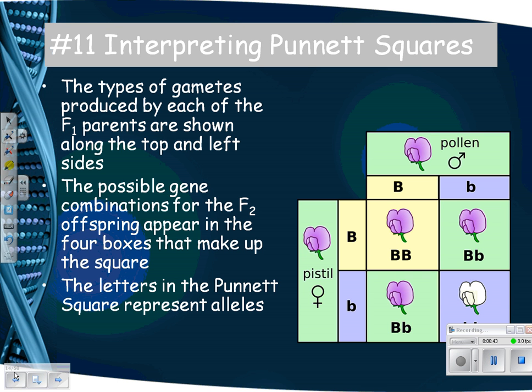So number 11, what do the letters along the top and the left sides represent? Those are the gametes. What do the allele combinations in the boxes represent? Those are the possible offspring.